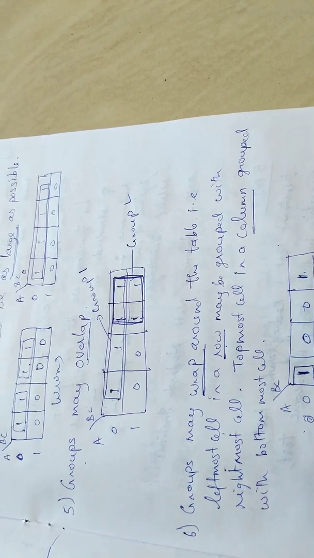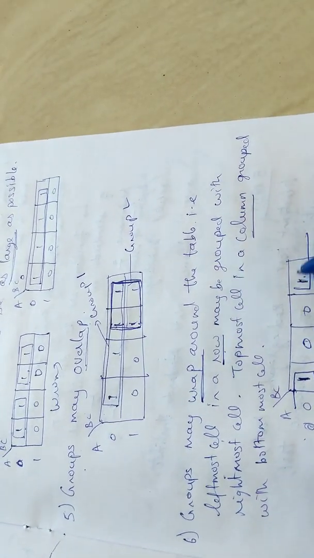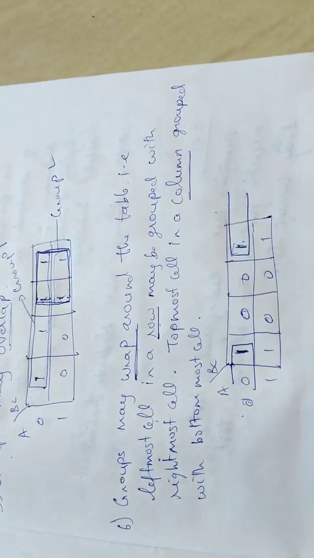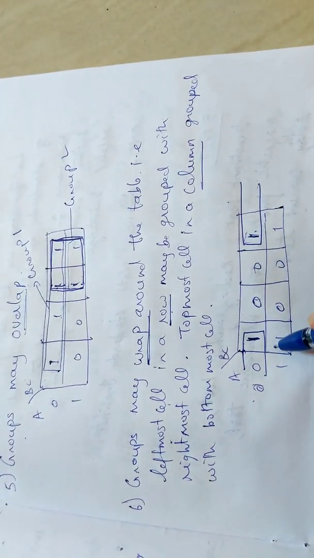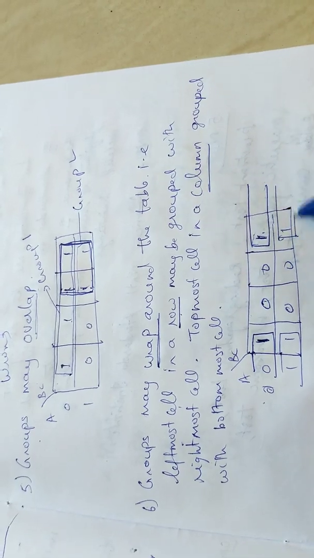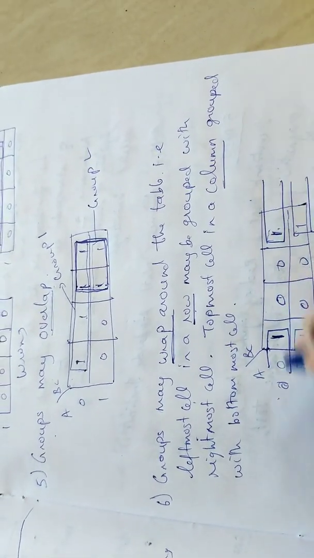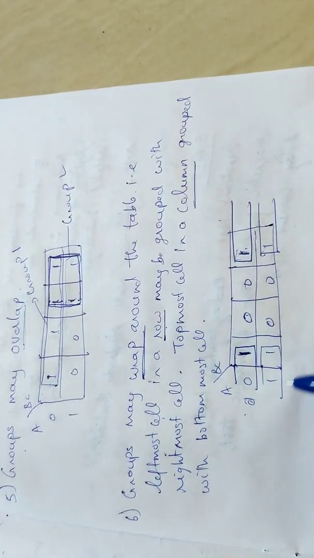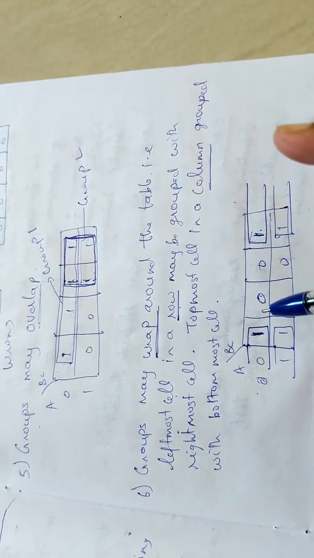So what is the meaning? I am wrapping this one with this one for the row. For this row, and again the same for this row also, I'm making a group. So if there are possibilities, the leftmost and rightmost can be wrapped and made into one group.